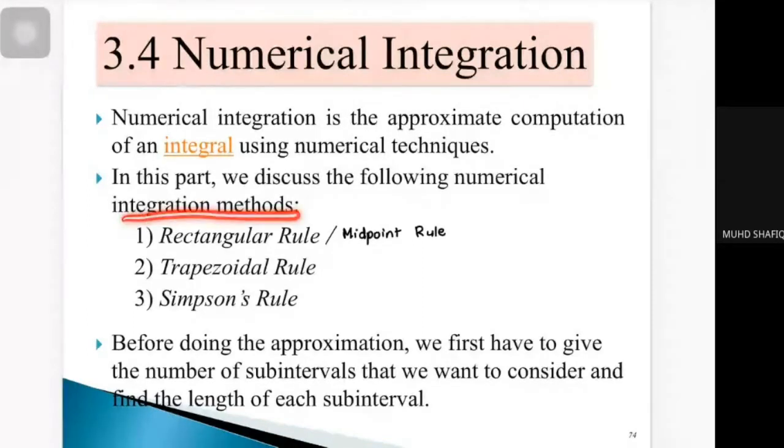We have three methods. First method is the midpoint rule, also known as the rectangular rule. And then we have the trapezoidal rule and the Simpson's rule. So before doing the approximation, we first have to give the number of subintervals that we want to consider and find the length of each subinterval.